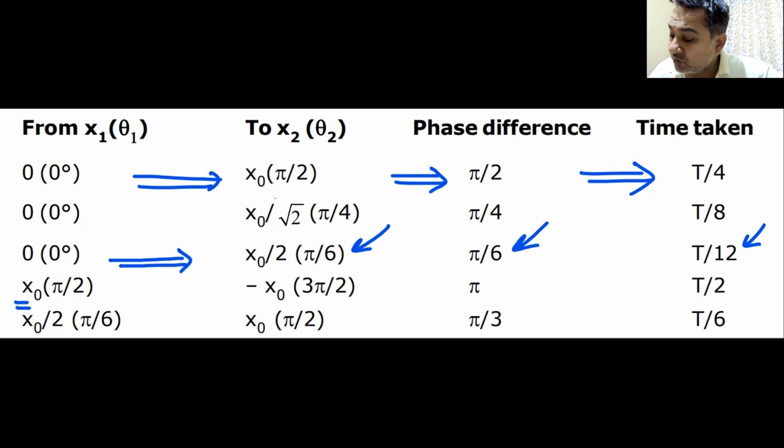From plus x naught to minus x naught: plus x naught happens at pi by 2, minus x naught happens at 3 pi by 2. We have seen it in the diagram, yes or no? Yes, sir. The phase difference is pi. Do we understand this? Yes, sir. And the time difference is T by 2. Simple maths. I hope you understand this.